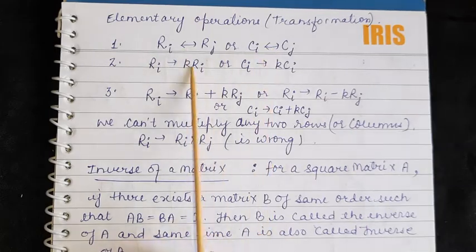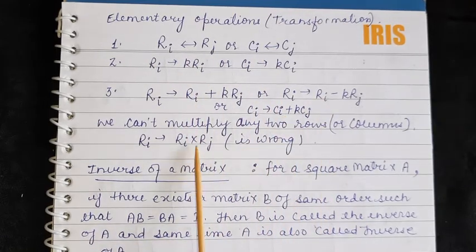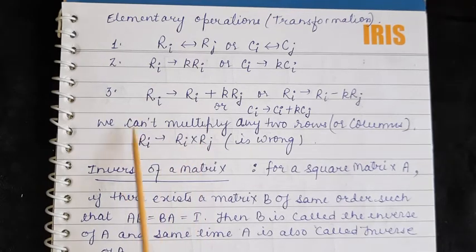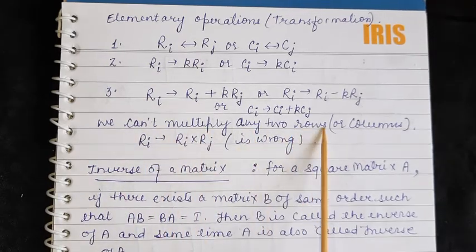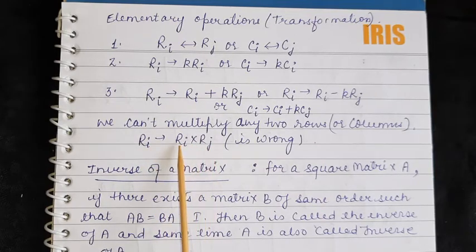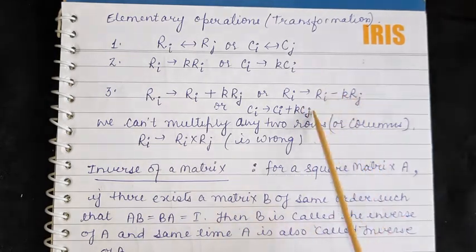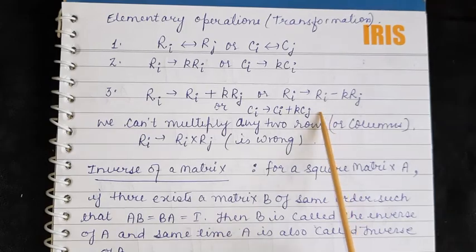So only these 6 transformations are correct transformations, and I am giving you one example of a wrong transformation also. We cannot multiply any 2 rows or columns. For example, this is a wrong transformation, if we are multiplying the corresponding elements of Ri with Rj, so this is wrong. Only these 3 types of transformations we can apply.